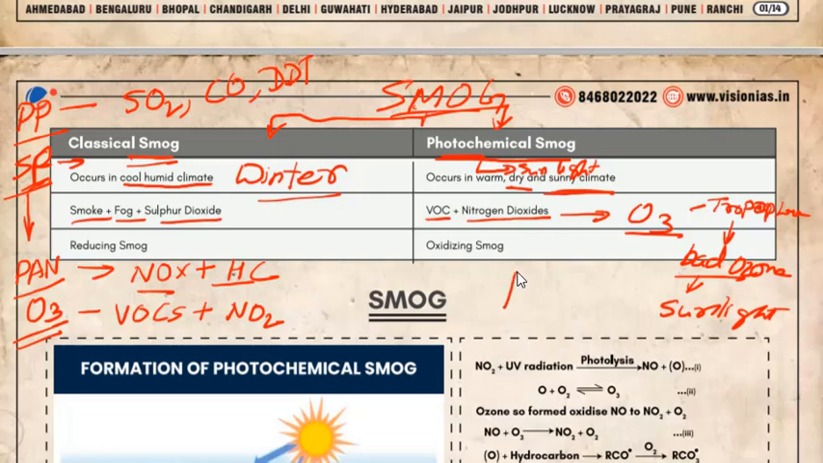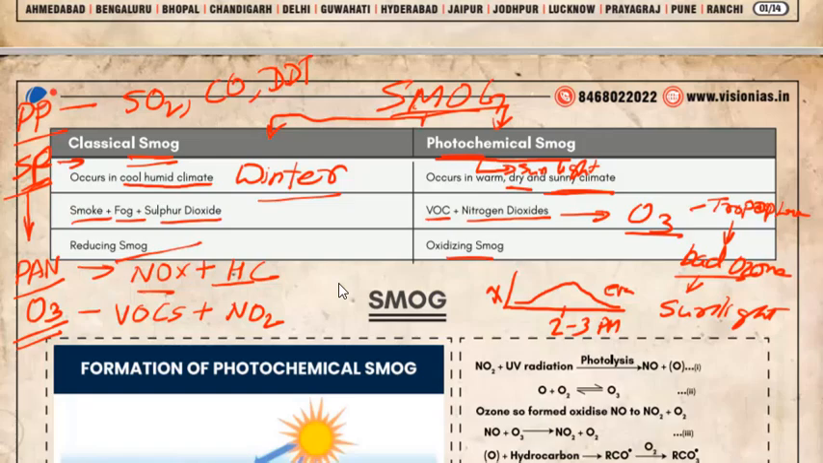So in general, we draw a graph for the presence of ozone like this. This is the peak hour when ozone forms, approximately 2 to 3 p.m. in the afternoon. The ozone peaks, but this declines after the sunlight goes off, in the evening. This is the amount of the ozone. One more difference is given: classical smoke is the reducing smoke, whereas photochemical smoke is oxidizing smoke. This is important, you should know.